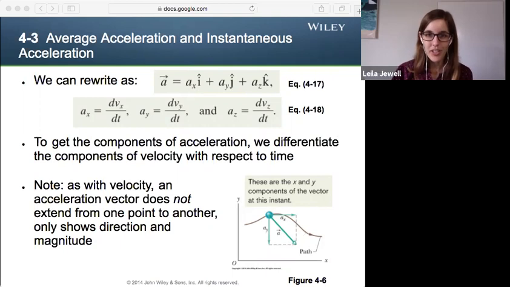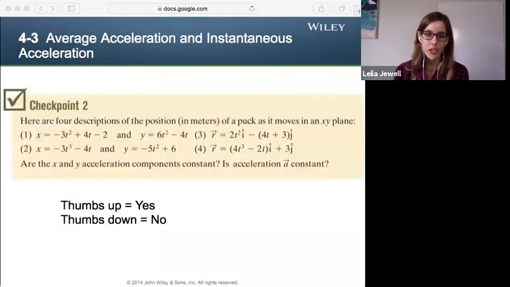Alrighty, so let's try this out. The checkpoint. So here are 4 descriptions of the position in meters of a puck as it moves in an xy plane. Look at each of the expressions and determine, are the x and y acceleration components constant? And is the acceleration a constant? So there's 4 different ones. I want you to look through each of them, come up with an answer to all 3 of those questions for all 4 of the scenarios. So go ahead and pause to do that.